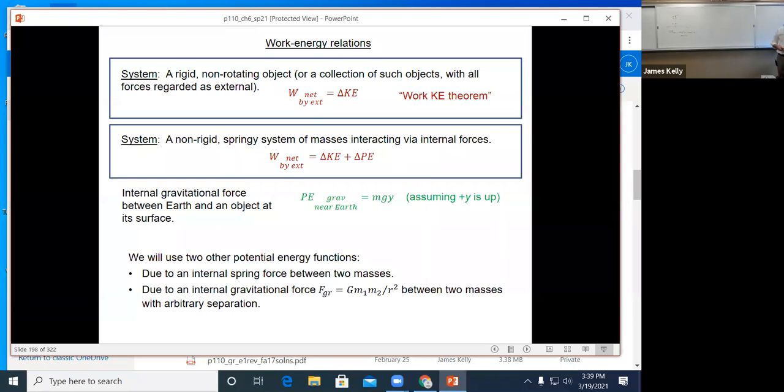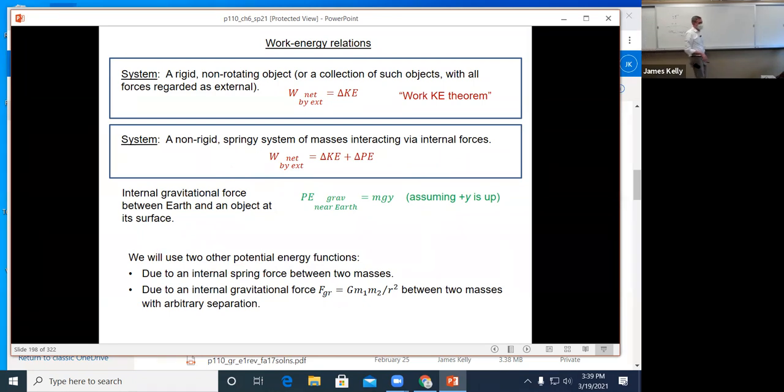Okay, so you might think, gosh, there's a lot of forces we've discussed so far. Do we need a different potential energy formula for each one of them? And the answer is, potentially we could have a lot of these, but we're going to limit how many we deal with in this class. The only other two cases in Physics 110 that we're going to discuss is if we have two masses that are connected by an actual spring, we're going to get a potential energy formula for the spring.